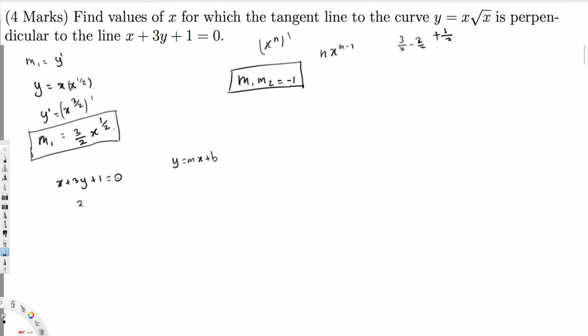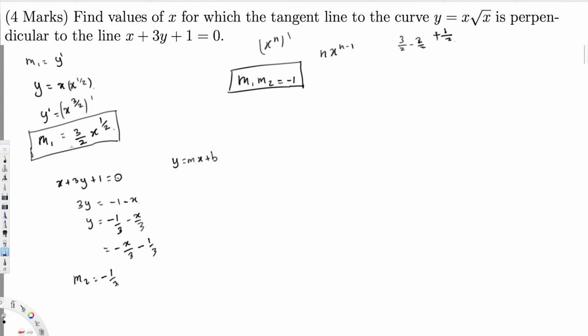So if I do that, it's going to be 3y equals minus 1 minus x, and if I bring the 3 to the other side, it's going to be y equals minus 1 by 3 minus x by 3. To rearrange into this format, I have to bring the x to the front. So it's going to be minus x over 3 minus 1 over 3. You see this x is multiplied by negative 1 over 3, so we know that is the m. Therefore, m2 is equal to minus 1 over 3.